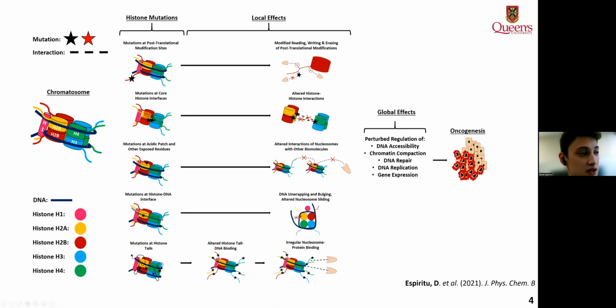And they can occur at histone tails. Again, this can vary in effect as to what can happen here, but they can affect protein-protein interactions or protein-DNA interactions. But by and large, these mutations are thought to be able to perturb regulation of DNA accessibility, DNA compaction, repair, replication, and gene expression, ultimately leading to oncogenesis.